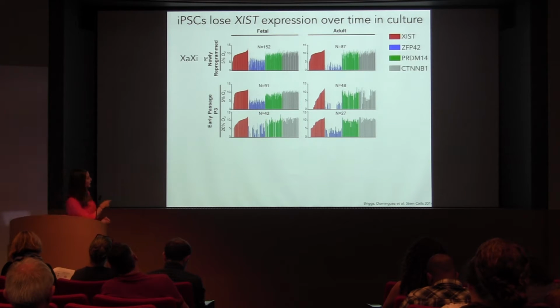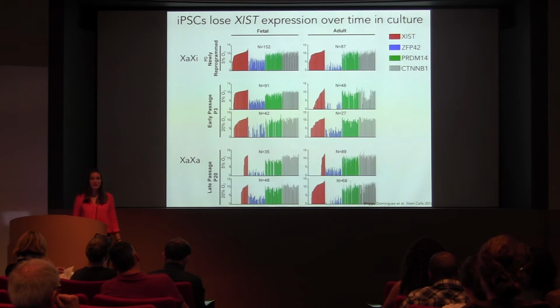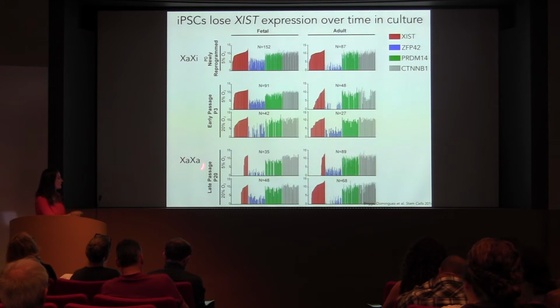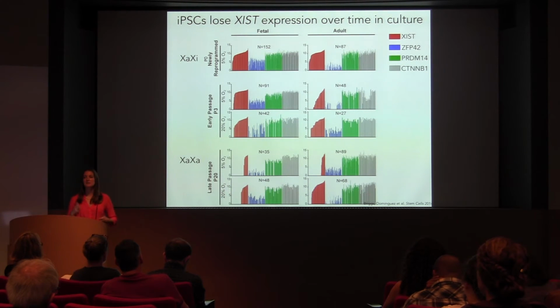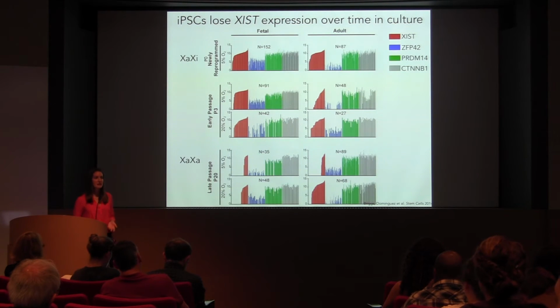And so after passage 3, we continued growing them out actually for quite a long time to passage 20. And you can see a really significant drop in the number of cells that are actually expressing XIST, suggesting that these cells are becoming XaXa. Now there's one obvious exception to this rule, which is this group of cells down here. They are an adult cell line and they were grown in 20% oxygen. And it suggests that perhaps some interaction of this cell line in this oxygen tension is actually able to maintain X chromosome inactivation better than others.